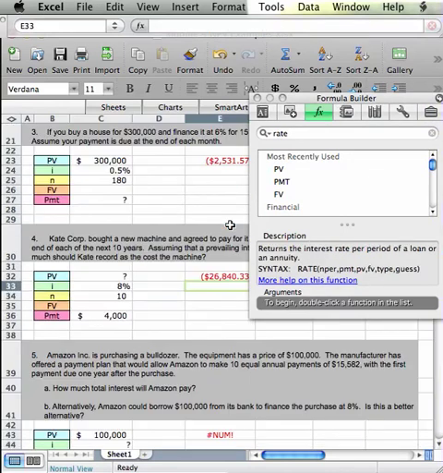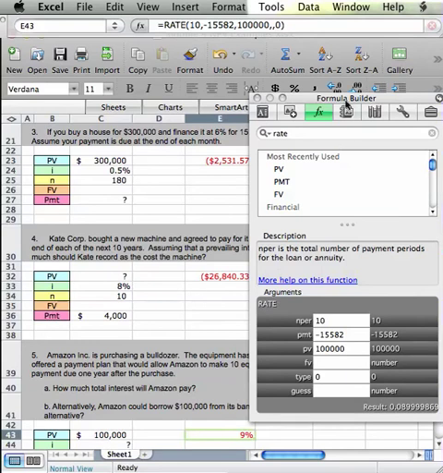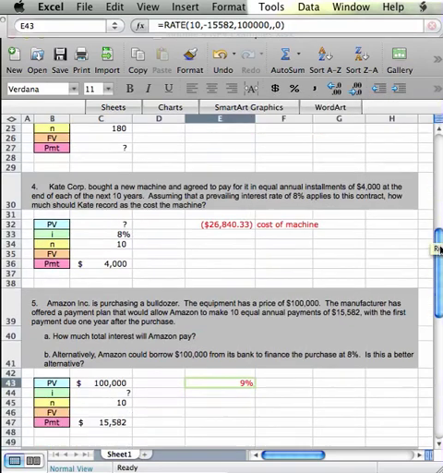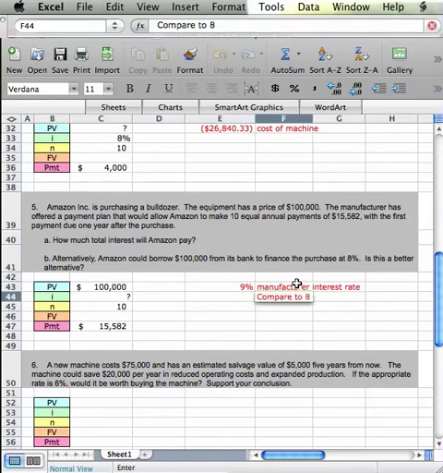So we can just go back into our formula and make the payment a negative, since that's going to be a cash outflow. When we do that, we now have the answer, 9%. 9% is the interest they're going to be charged. That's what the manufacturer is going to charge for interest. What we're going to do is compare to the 8% from the bank. And when we compare those two, we can see that the bank has a lower rate. So we're going to choose the bank loan of 8%.